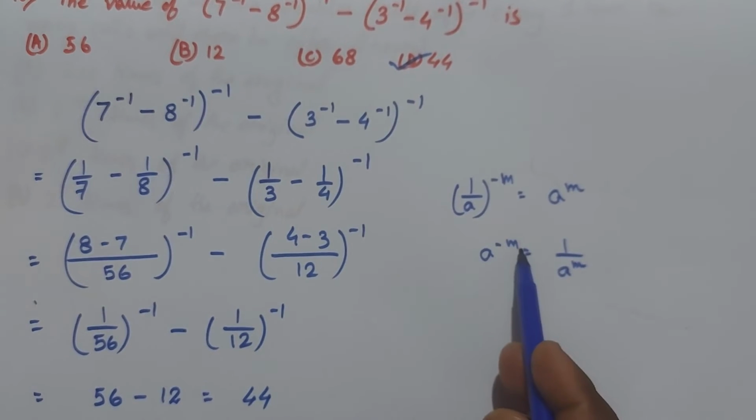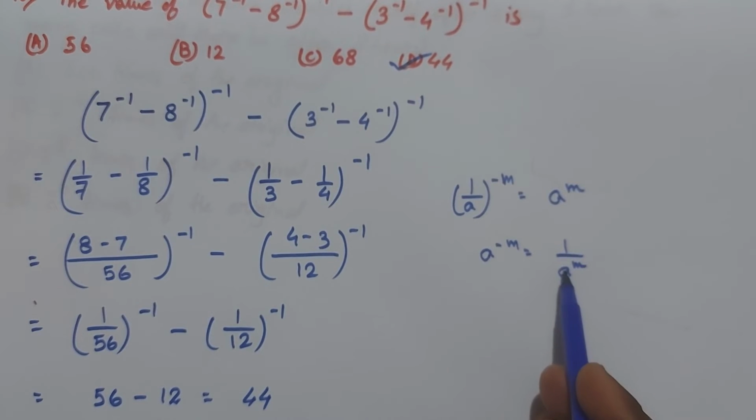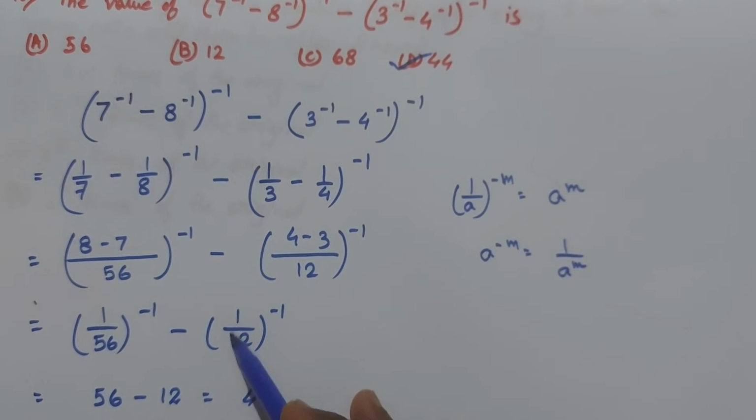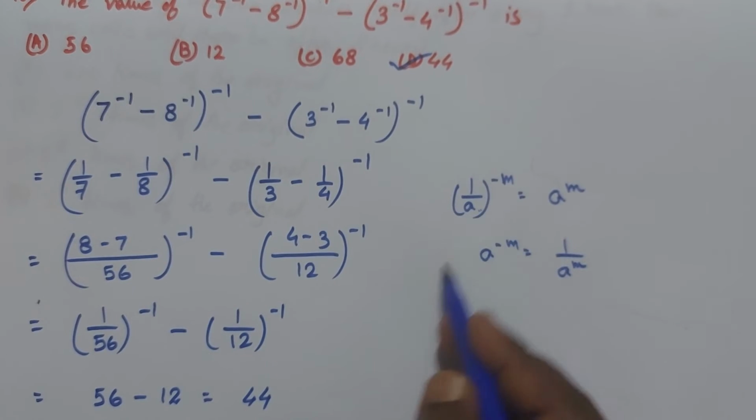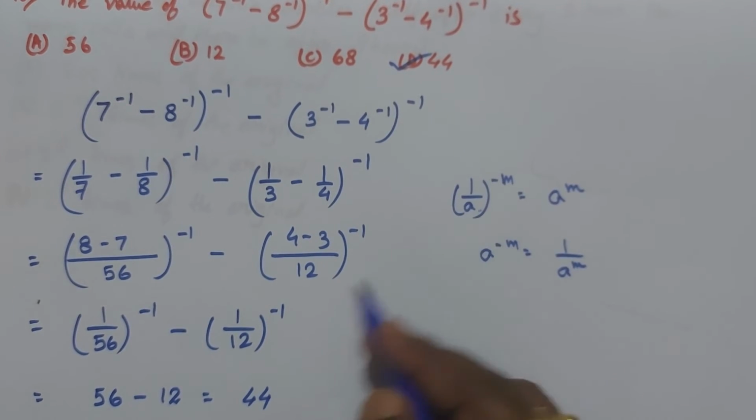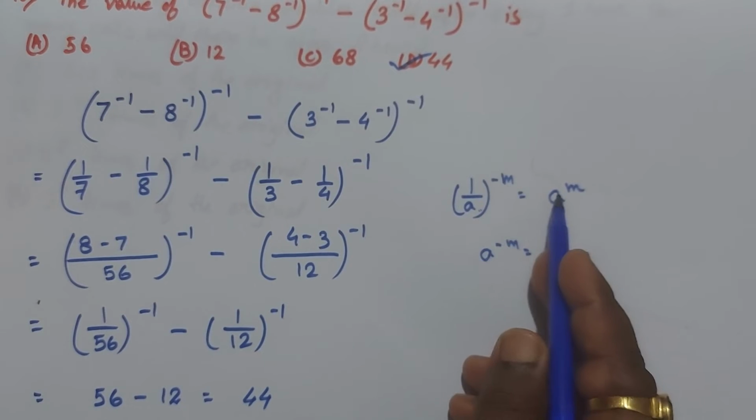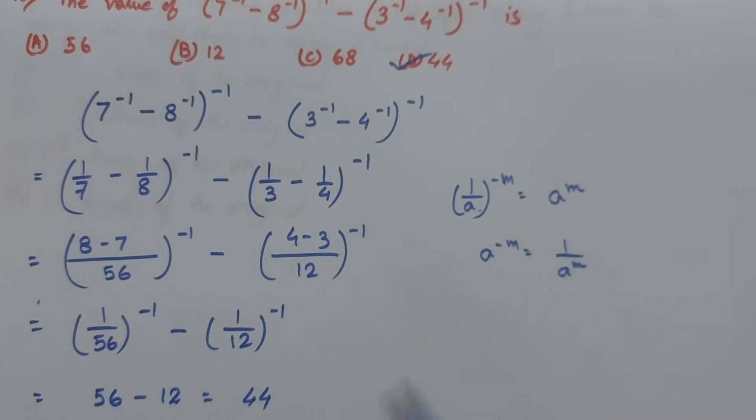Now again, a to the power minus m is equal to 1 by a to the power m. Here a means 1 by 12. So this formula is used here: 1 by a whole to the power minus m is the same as a to the power m, so 56 to the power 1 and 12 to the power 1, that is 56 minus 12. So this is 44. Okay, understood.